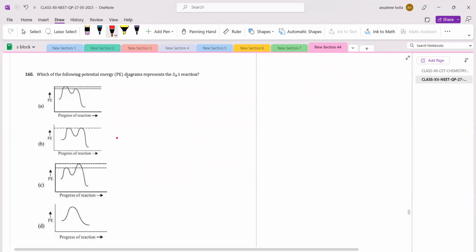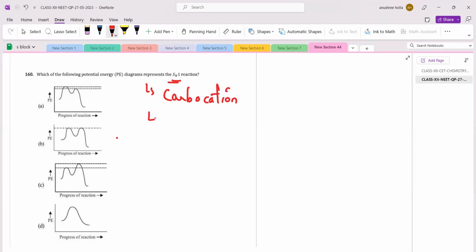Which of the following potential energy diagrams represents the SN1 reaction? So in the SN1 reaction, we have two steps. The first step is the formation of carbocation. And in the next step, the nucleophile will attack your carbocation to give a product, right? It goes via two steps. It's a two-step mechanism.